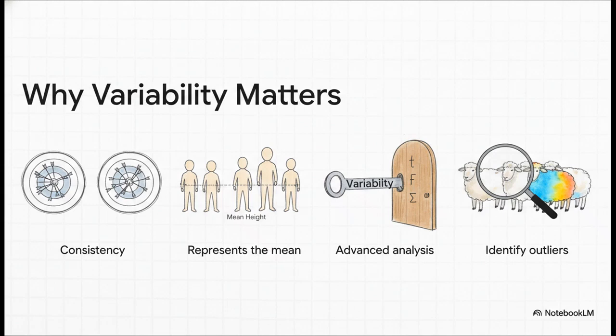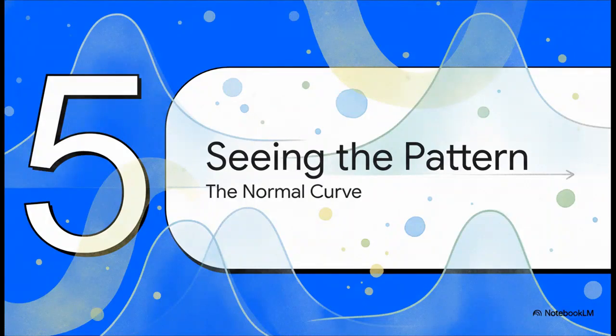Variability is critical because it tells you how much you can trust your average. If the spread is small, then the mean is a really good summary of the group. But if the spread is huge, that mean might not be telling you the whole story. It could even be misleading. Plus, it helps us spot those weird outliers, and it's a building block for pretty much all the more advanced stuff in stats.